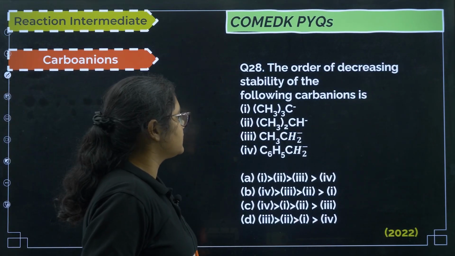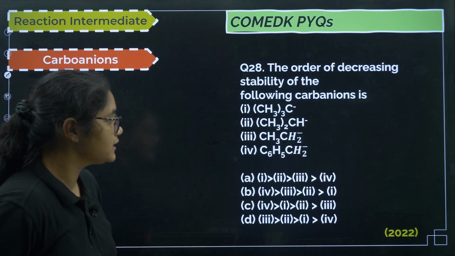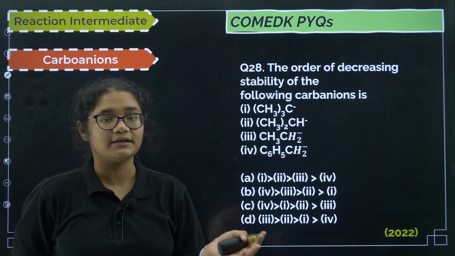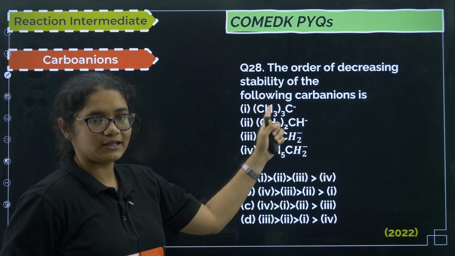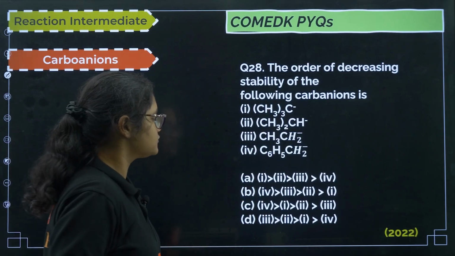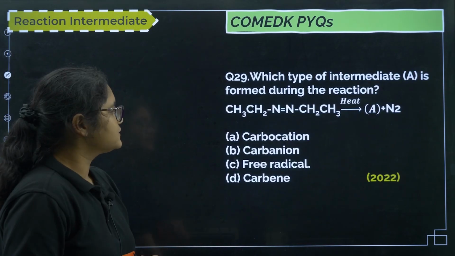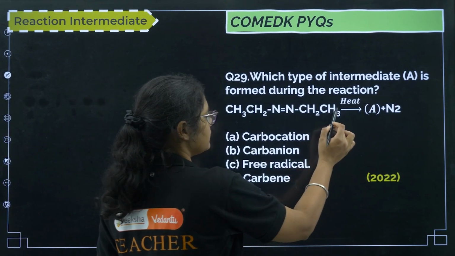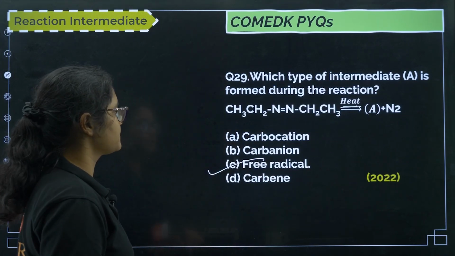Next, the order of decreasing stability of the carbanions. Whenever we consider carbanion stability, if you have more electron donating groups, then the stability will decrease, right? And here you can see all the 3 groups are more donating, so this one will be least stable, and you have only one option with that, so option number B here. Next, which type of intermediate A is formed during the reaction? Whenever you use heat or light, you will get free radicals, so option number C.